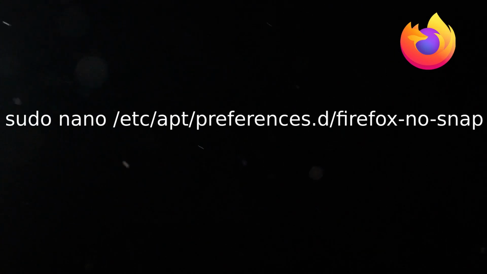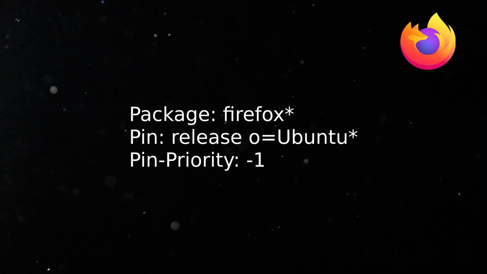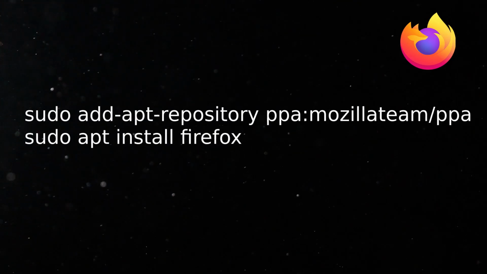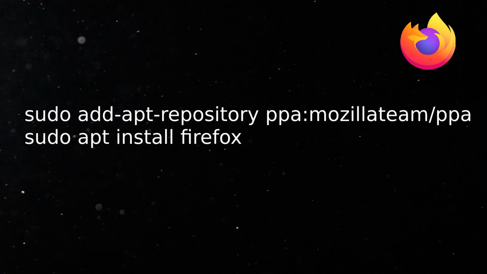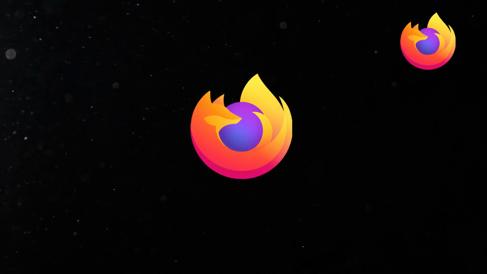You create a file called firefox-no-snap, and in this file you need to type the stuff you can see here. Again, you can find this in the video description. We need to pin this particular app to change the priority so that the version from the Mozilla repository gets the priority. Then after that, we can add the Mozilla team repository and do the classical sudo apt install firefox. And after that, you should have the standard version of Firefox running on your system.